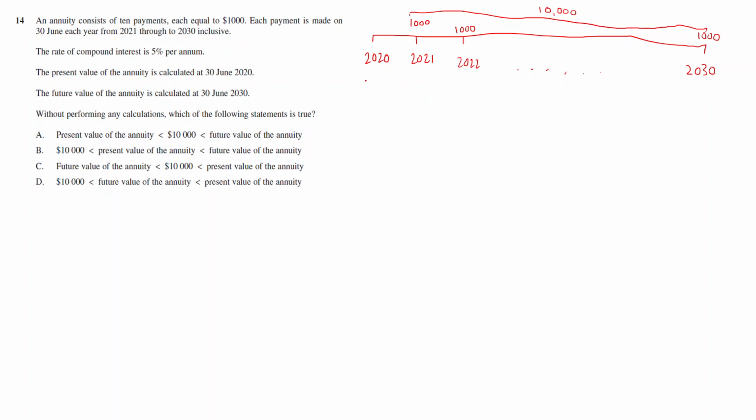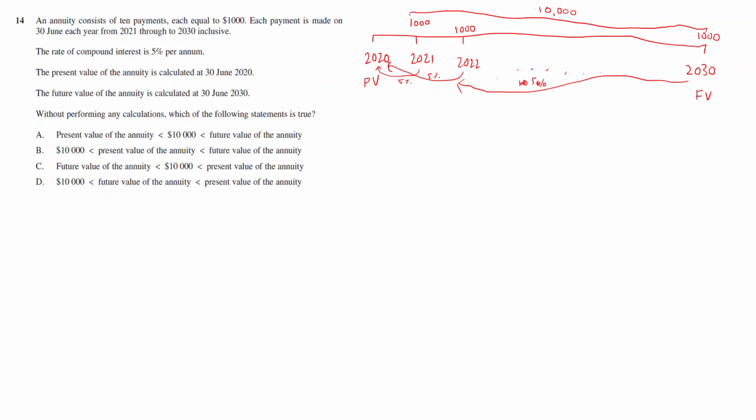Present value is here, which is what it's saying, 30th June 2020. Future value, what you calculate, would be here. How is present value calculated for an annuity? Basically, you discount each of these. So this would be discounted by 5% for 1 year, this would be discounted at 5% for 2 years, and so on, and this one would be discounted for 10 years, at 5% for 10 years.